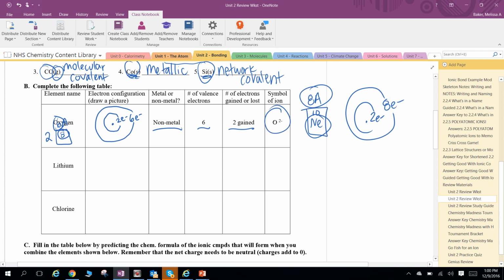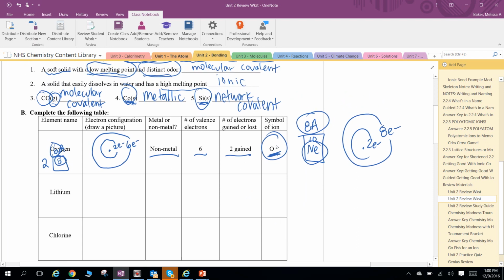So it will have to gain 2, and when it does, it will have a -2 charge. That's because oxygen has 8 protons, which are positive, and it normally has 8 electrons, which makes it neutral. But if it gains an extra 2 electrons, now the electrons are winning by 2. So that means it has a -2 charge overall.